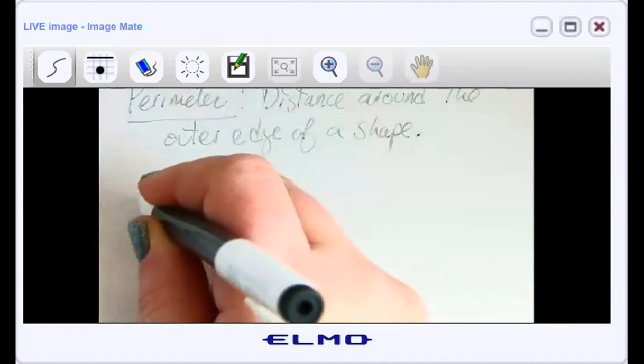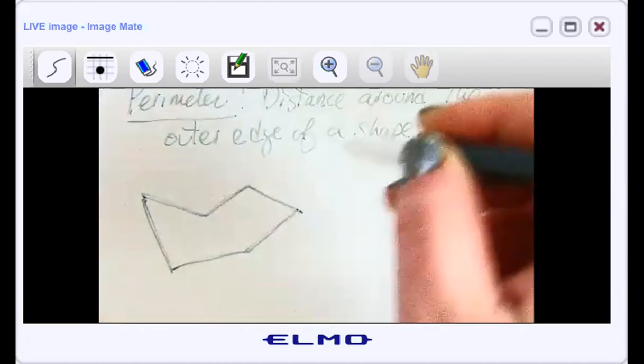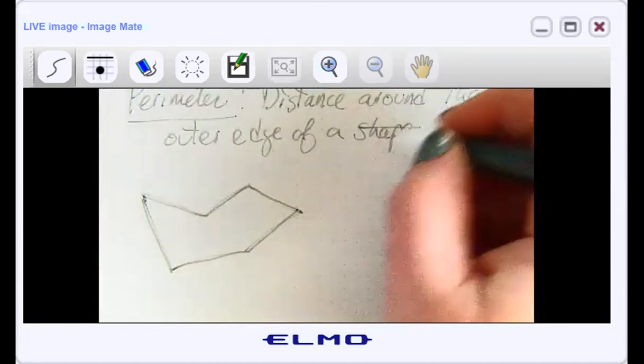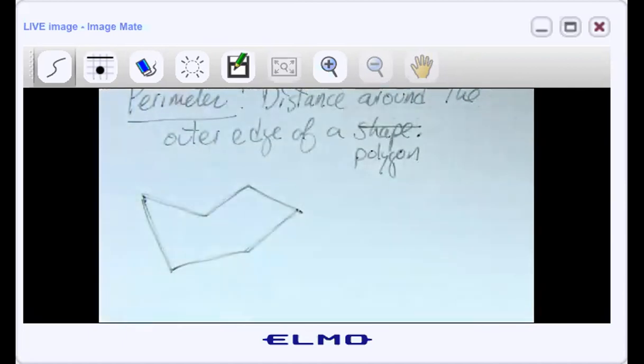Okay, so we're kind of using that term. But maybe we should actually, instead of shape, say polygon. Because we have other terms, like if it's a circle, we don't call it perimeter, we call it circumference, right?